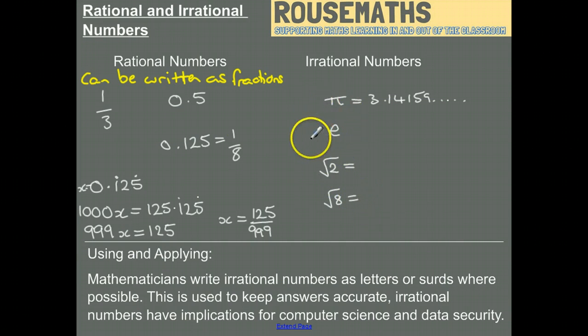And that's just a brief introduction to rational and irrational numbers, and in surds we'll be looking at using these rather than writing out the decimals, because it's a more accurate way of doing it. And the manipulation of surds is very important for A level. Also, if you're interested in computer science or maybe data security, then irrational numbers are quite useful for you in the pursuit of that career.